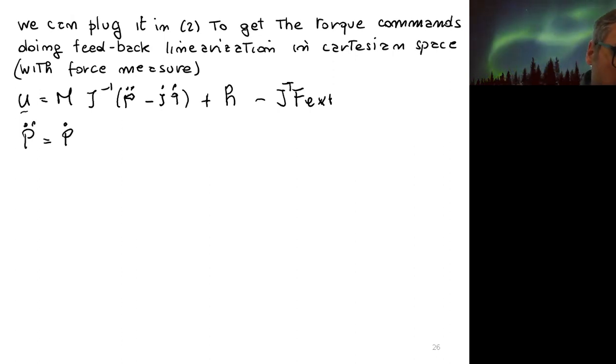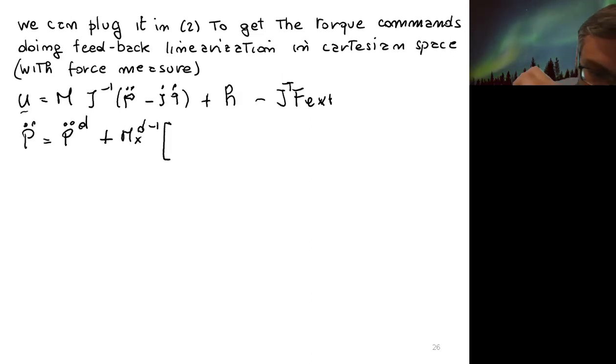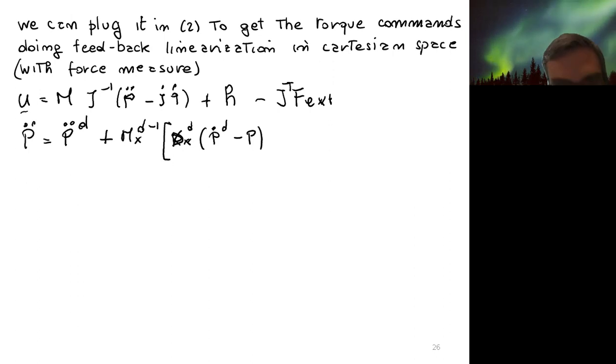So in essence, we have p double dot equal to p double dot d, Mxd inverse, and we have Dxd times (p dot d minus p dot). And for the student that asked the question, you will see now that we recover in the controller the way of expressing the error in the same usual way we always did previously.